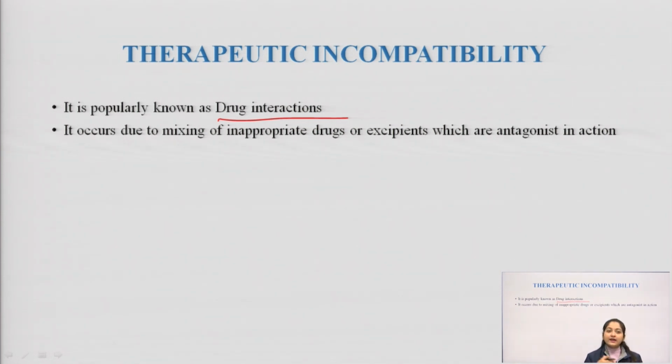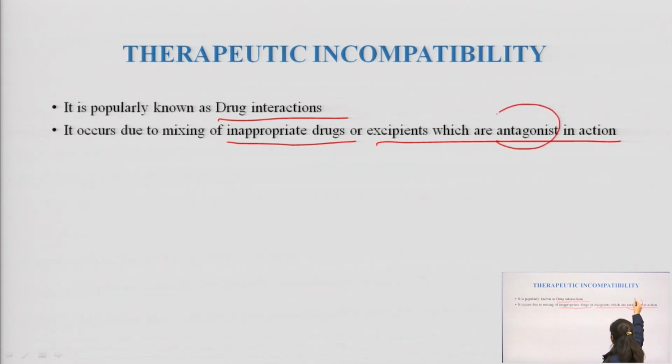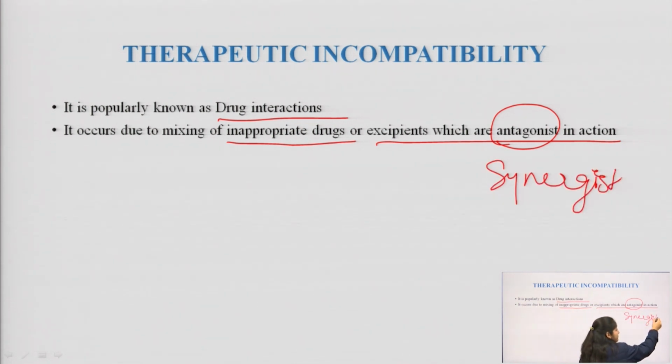Interaction is nothing but a mixing, or a coagulation, of certain formulations. So, whenever improper mixing occurs, that may lead to drug interaction. It occurs due to mixing of inappropriate drugs or excipients which are antagonist in action. Here I would like to say, sometimes antagonist actions are achieved, sometimes actions known as synergistic effect are observed, sometimes tolerance is developed. So, such kind of interaction occurs majorly due to drug interaction.